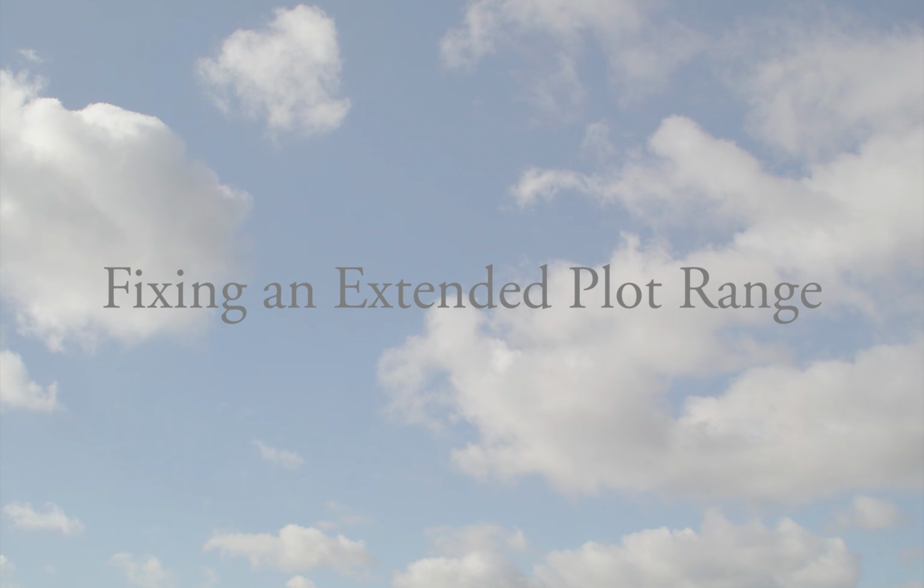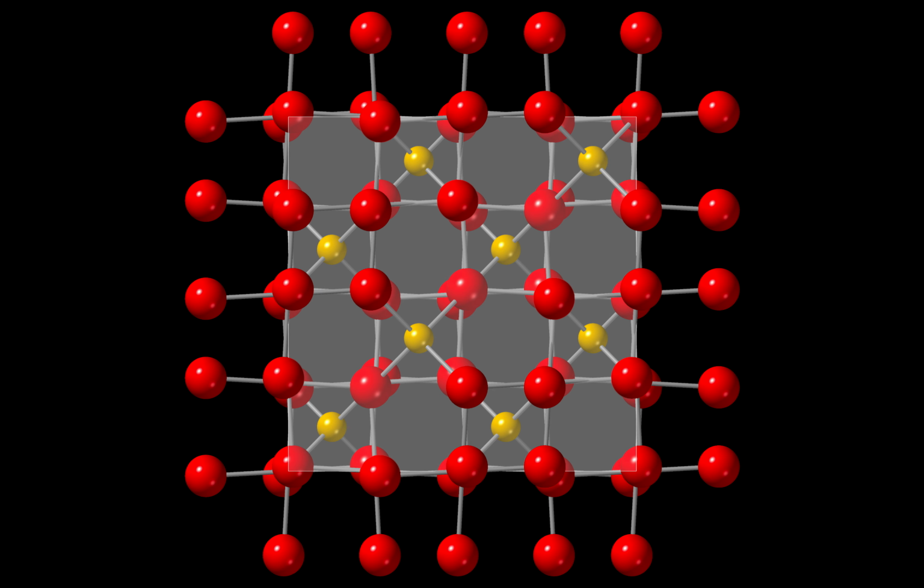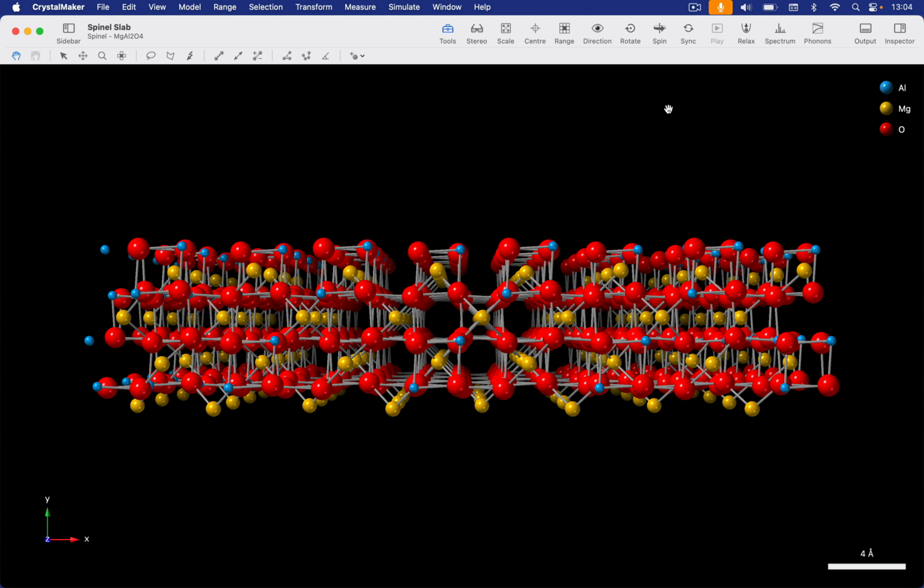The auto range command is designed to show an optimal range of atoms associated with one unit cell, give or take a few edge atoms. But what if you need to show several unit cells worth of atoms?